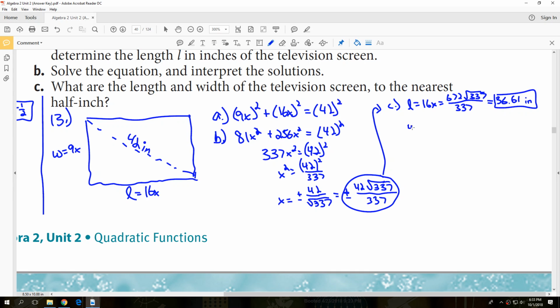Now let's do the width. And actually they do tell us to round to the nearest half inch. So hang on a second. Forgot that they asked us to do that. So I'll bring this down here. So length is equal to what did I just say? 36.61. So that would be 36 to the nearest half would be 36.5 inches.